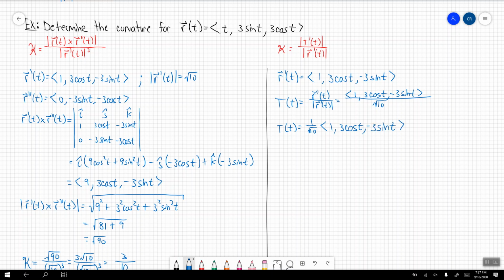Perfect. Because now I can take a derivative here because I want to take that derivative. So taking the derivative now, T prime, again the constant scalar stays on the outside. Derivative of 1 is 0. Derivative of 3 cosine t is going to be negative 3 sine t. Derivative of negative 3 sine t is going to be negative 3 cosine t. Good. Take the magnitude here.